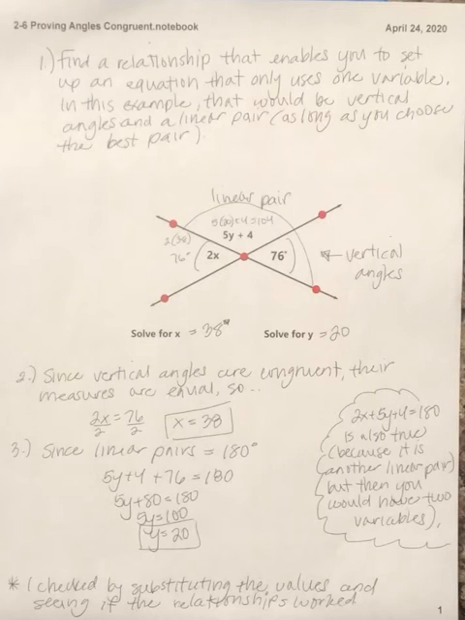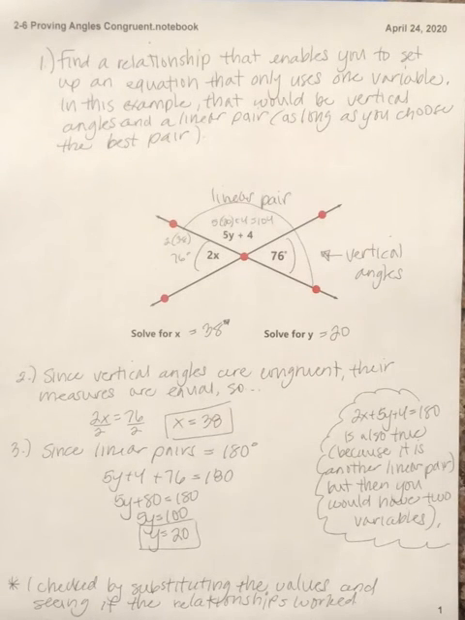Everyone. Okay, section 2.6, proving angles congruent. Actually, we prove angles congruent. We use angles that we know are congruent to find other things out. We're still throwing in some linear pairs because we'll continue to use those. So it's a little bit of a mishmash of using relationships still to solve for variables, find angle measures, and we're going to do one last proof as well.